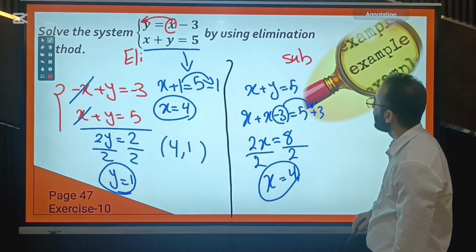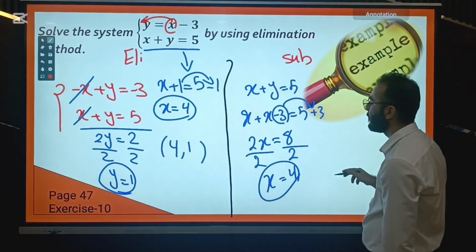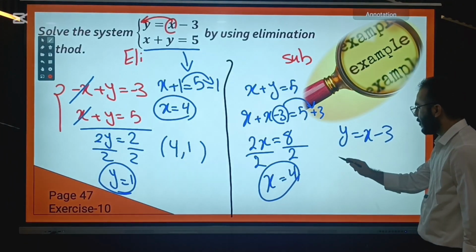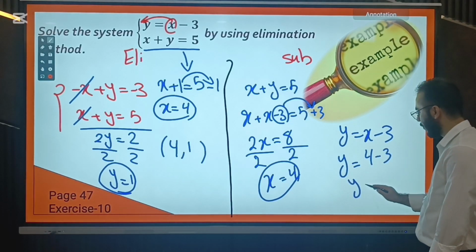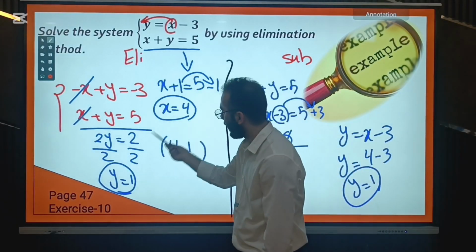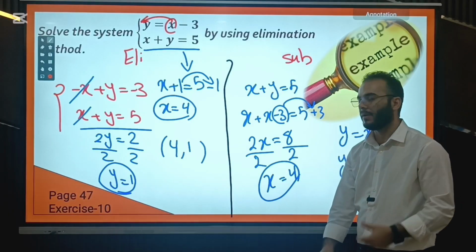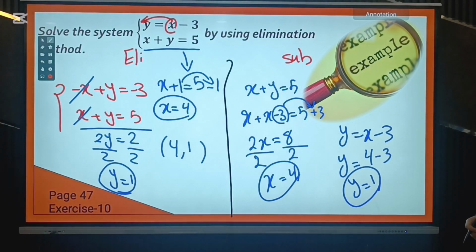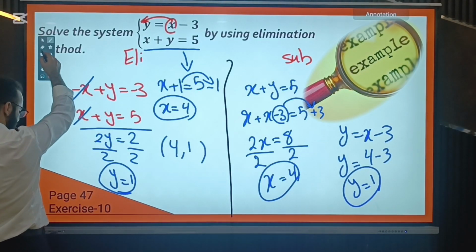Here is x. For getting y, again go back to the system. So y is x minus 3. We got x, so let's just replace it: 4 minus 3. So y equals 1. y is 1, x is 4. Doesn't matter which method you use, you will get the same answer. Perfect. You may just take a photo. It was page 47, exercise 10.